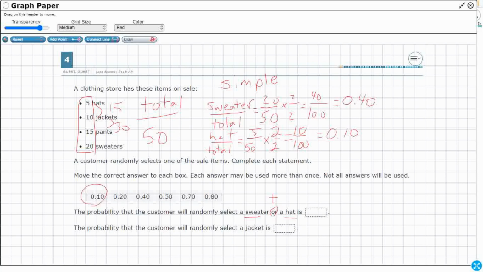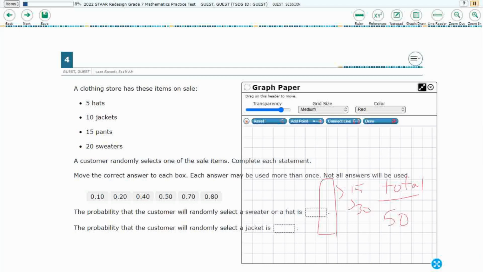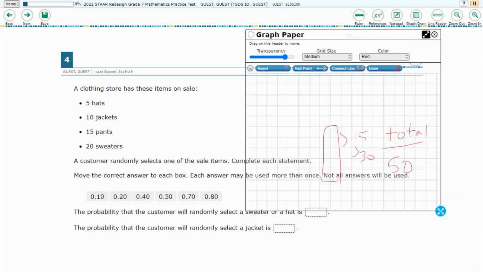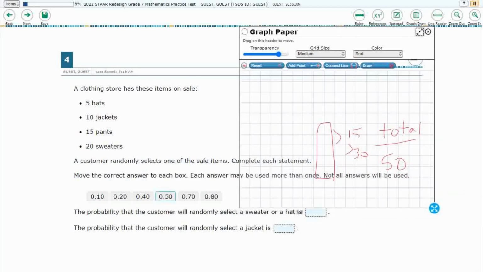So you notice that 40 hundredths and 10 hundredths are actually both answer selections, right? You could do that here. But if we're doing an or, that simply means you need to add these two, right? So 40 hundredths and 10 hundredths, it's actually going to make 50 hundredths, because you have to put both of those together. And so I'll put that right here so we can see that. And so let's go ahead and just put that in there, that 50 hundredths. Move that out of the way. All right.